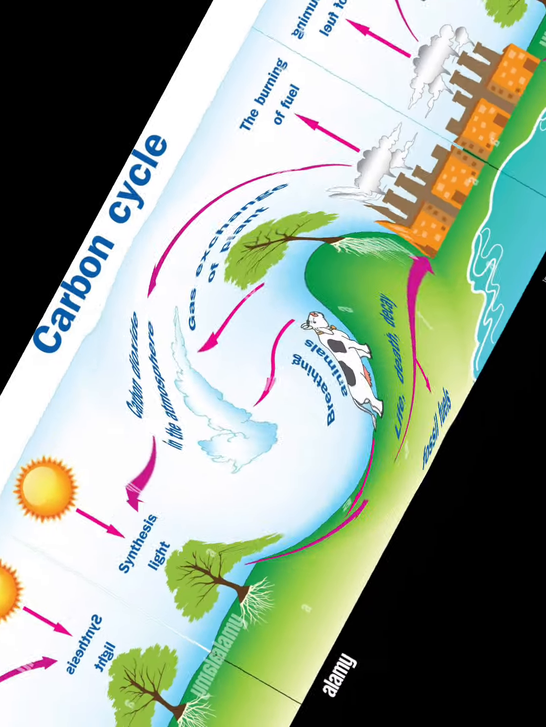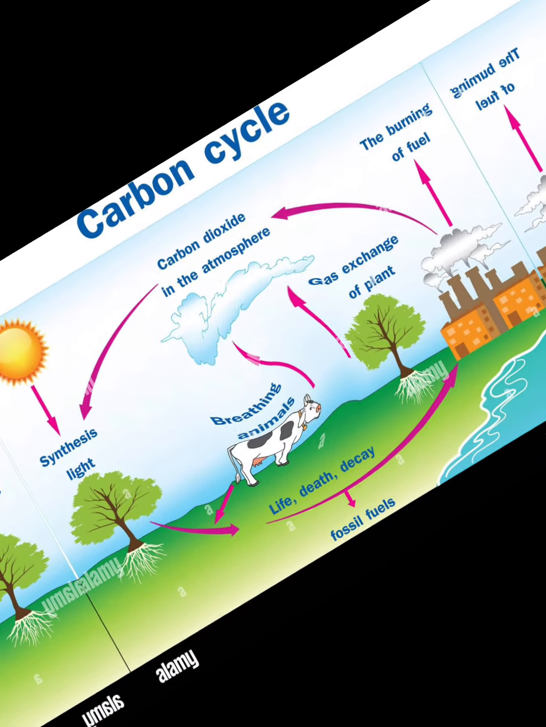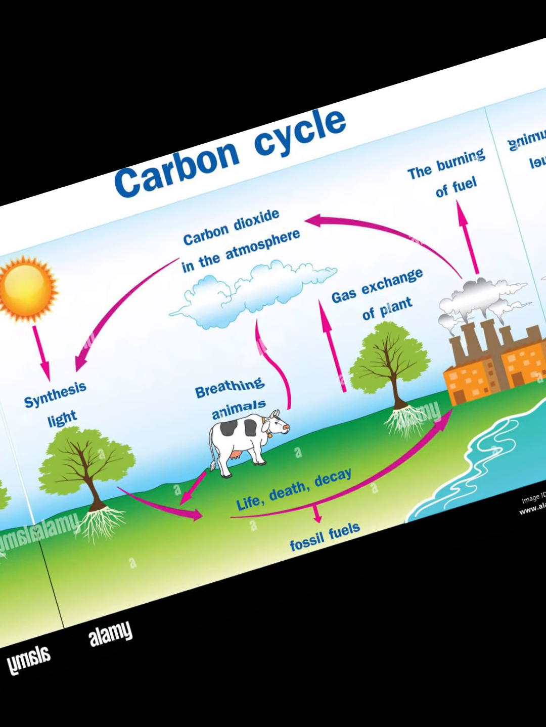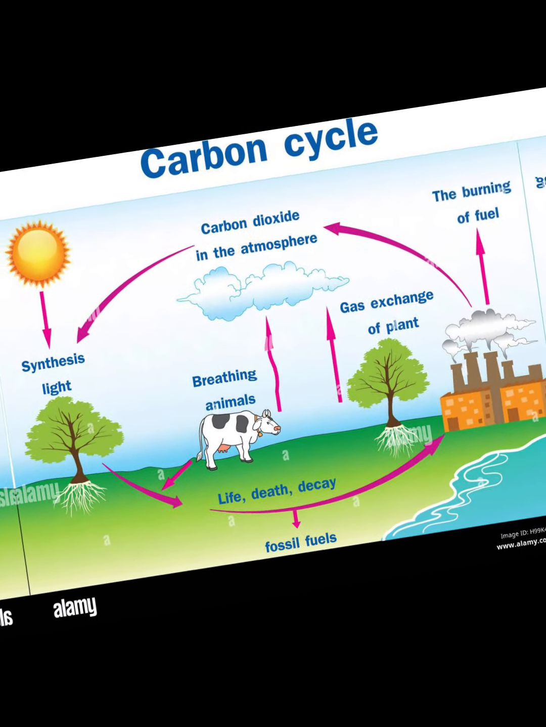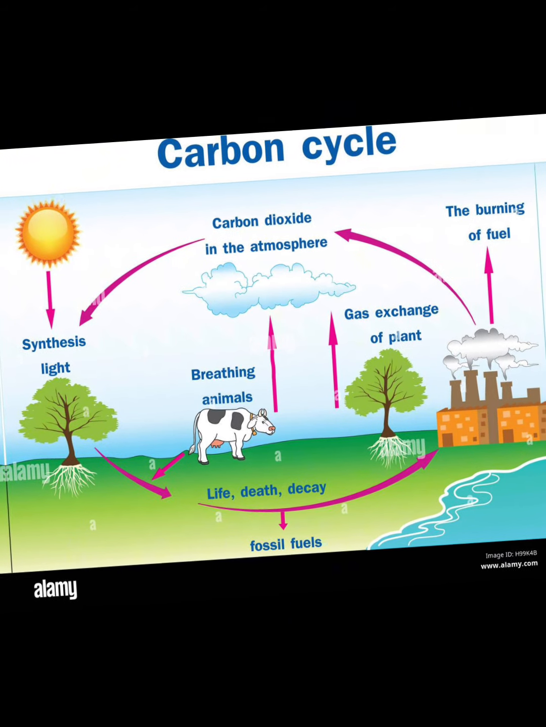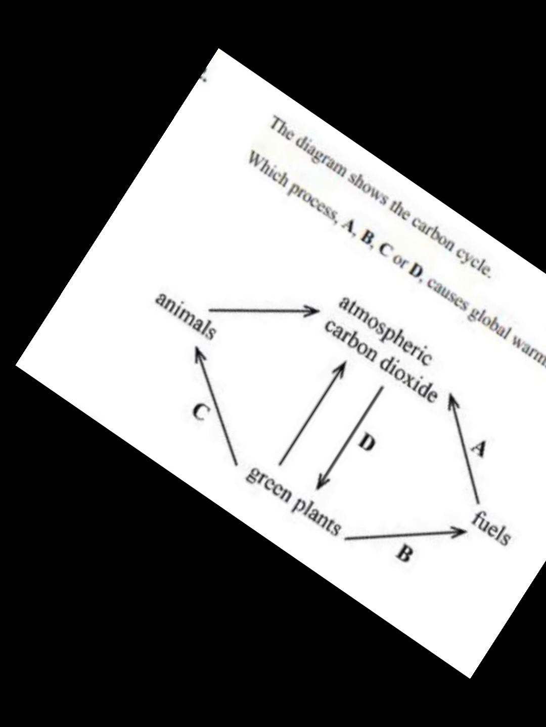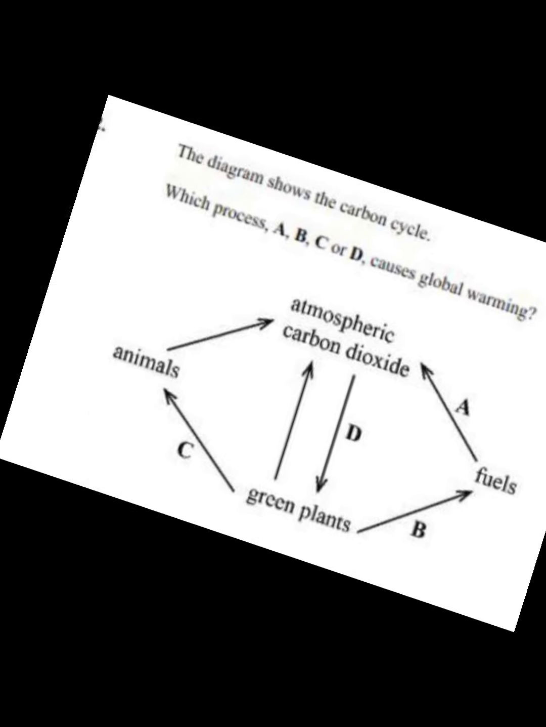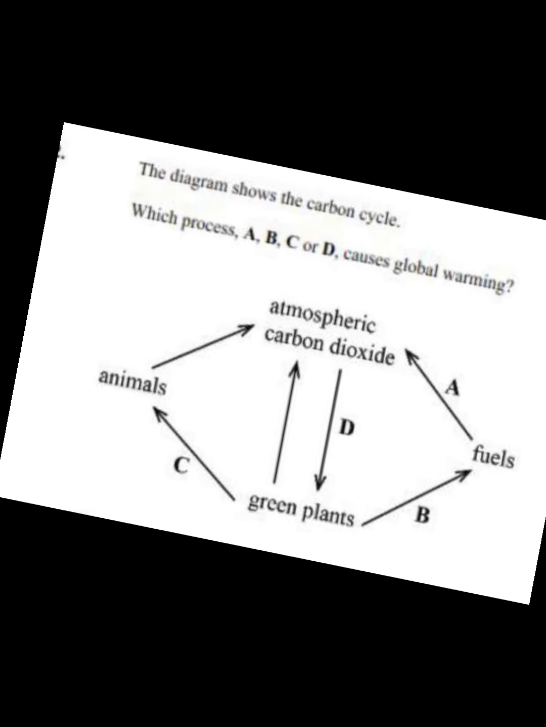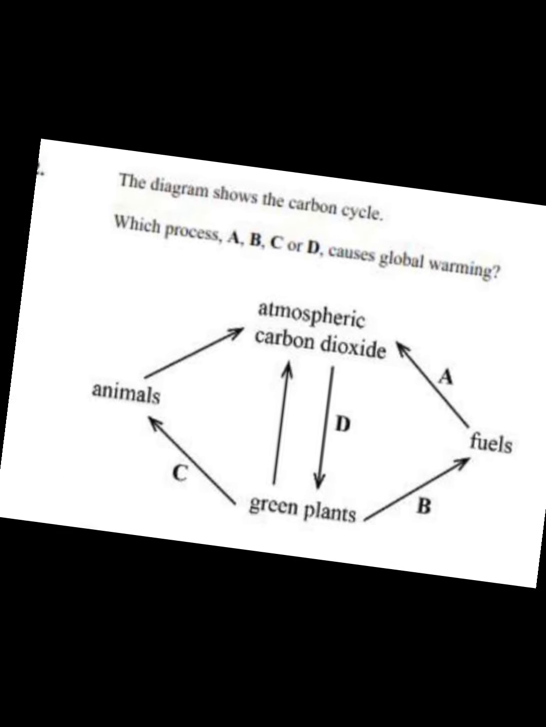Let us now focus on carbon cycle. It is examined in Combined Science Paper 1. Let us look at this question that was in number 12 in November 2019. There was a question on carbon cycle. Question is reading, which process A, B, C, or D causes global warming? The correct answer is A.